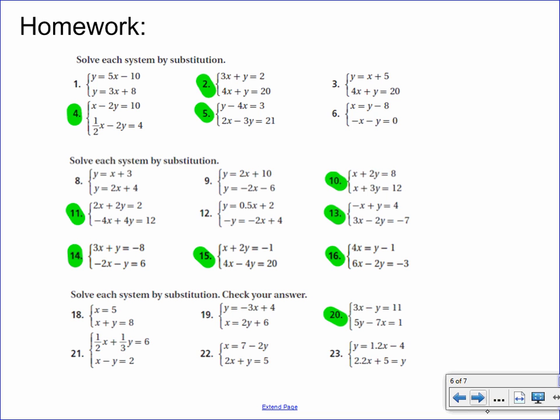Here is your homework for tonight. It will be due tomorrow. If you have any questions, please make sure you are ready to ask them before class starts.